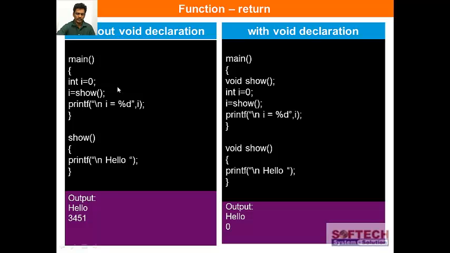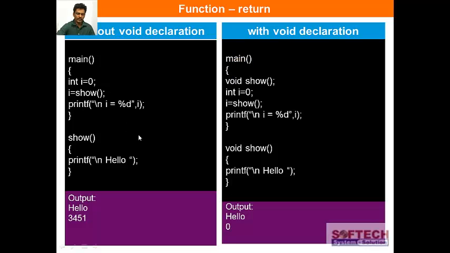We did not declare the function, so it is an integer type function. So it returns one garbage value. Unpredictable value is also called a garbage value. It will return some integer value because it is an integer type. That value is assigned to I. Then here we printf, and it displays, say, 345. It may be any value; it is not predictable.